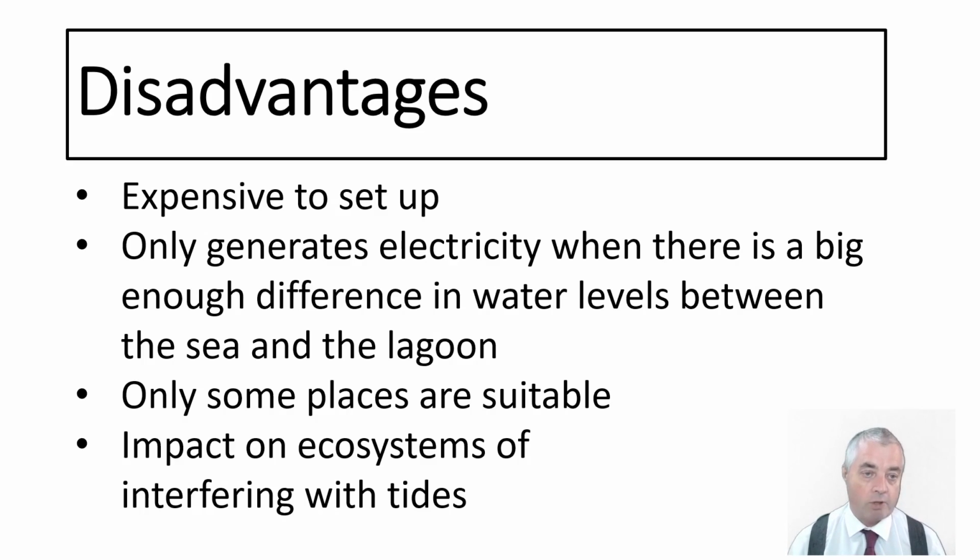Well, like hydroelectric, it's expensive because you've got to build that barrier, and that's a technical challenge, costs a lot of money. It only generates electricity at some times. Only some places are suitable, so you need an estuary. And not everywhere has a big tidal range, that's the difference between low tide and high tide. We're probably not aware of this living in England, where the tidal range is quite high, but not every part of the world has a big tidal range. So if you haven't got a big tidal range, it's not going to work, and you need an estuary. So you can't just build it anywhere on the coast. You need somewhere where a river's going into the sea.